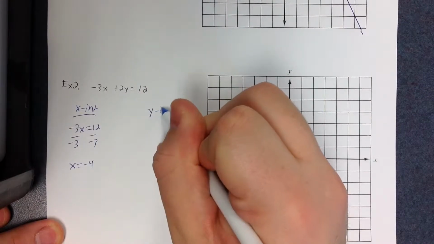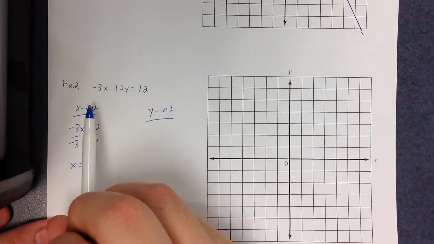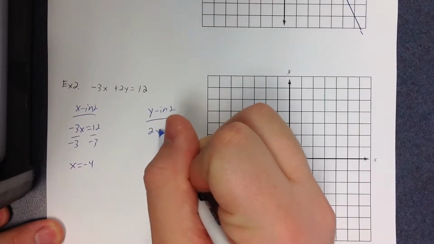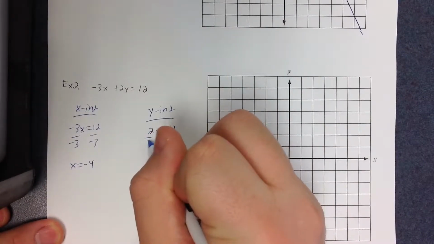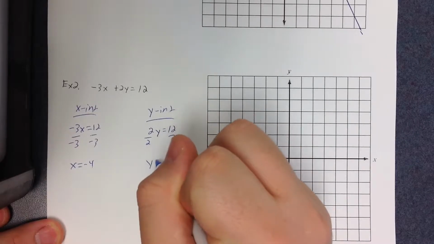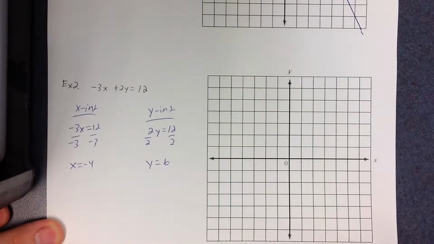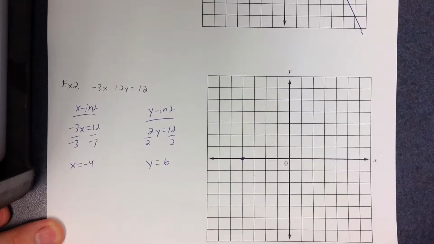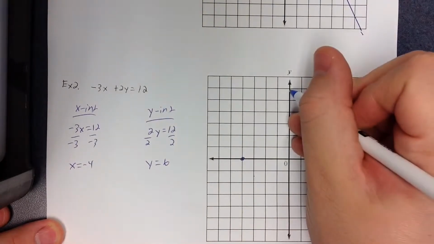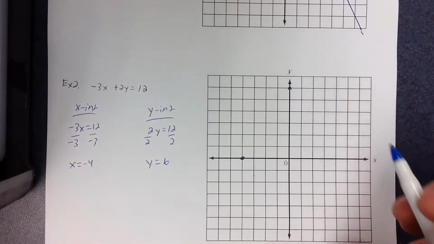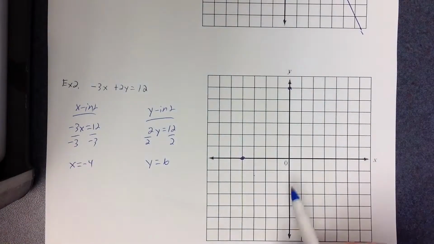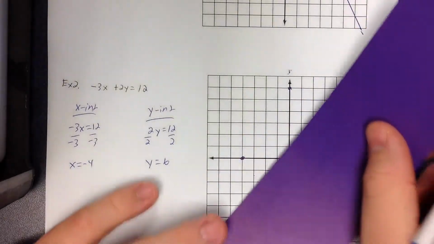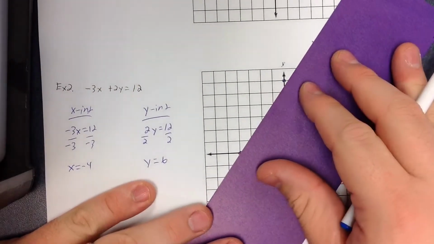To find the y-intercept, again I'm basically canceling out the x term. So I'm left with 2y equals 12. Divide both sides by 2, I get y equals 6. So my x-intercept is negative 4, and my y-intercept is positive 6. So I went to the x-axis on negative 4, y-axis on positive 6, and now I'm going to draw my line.